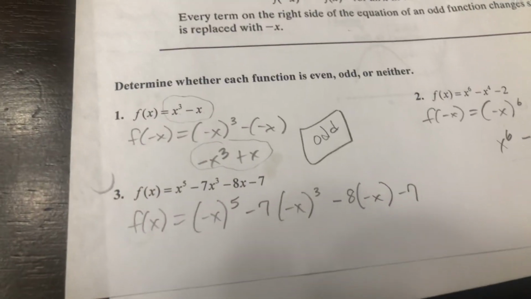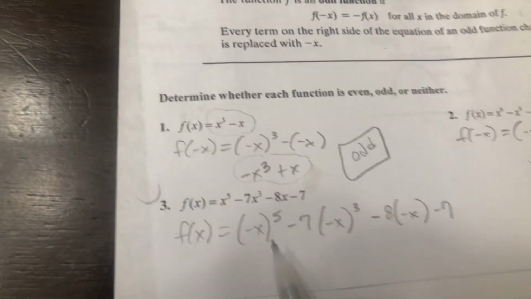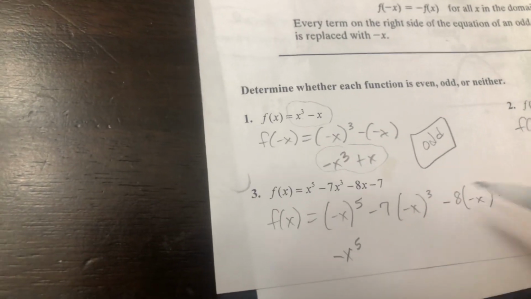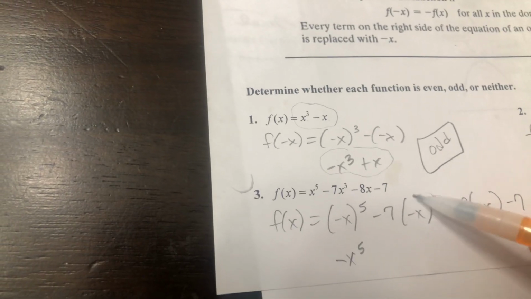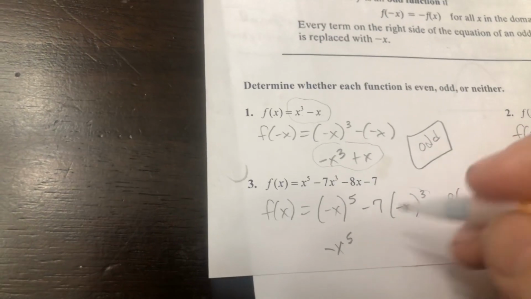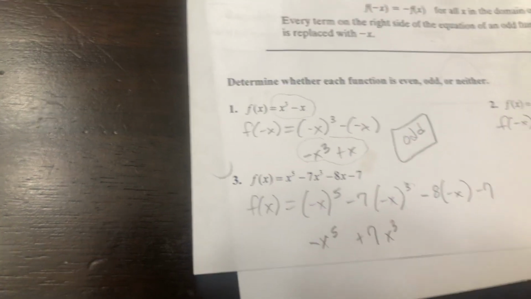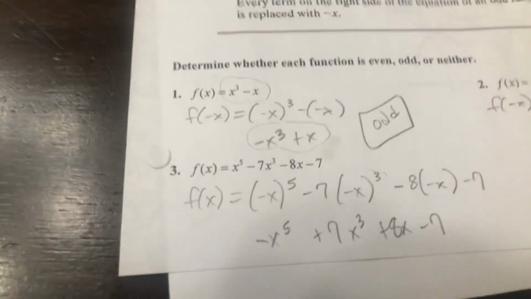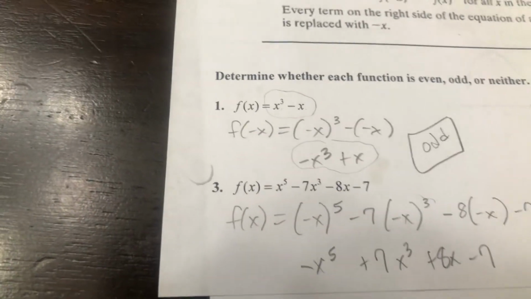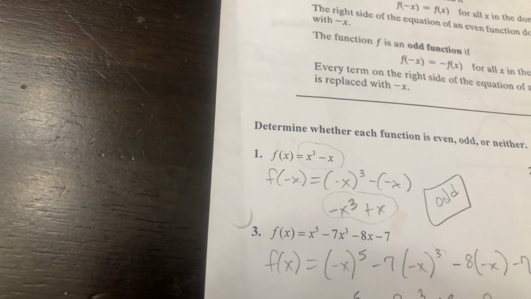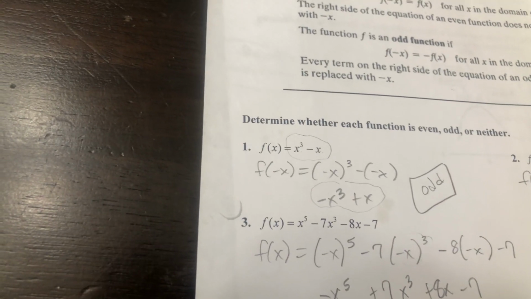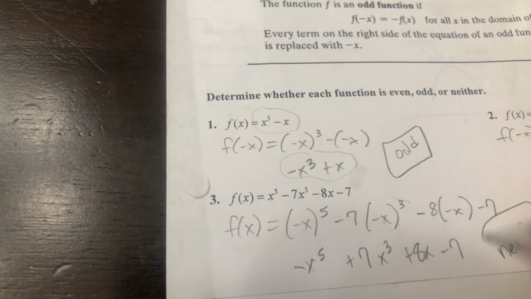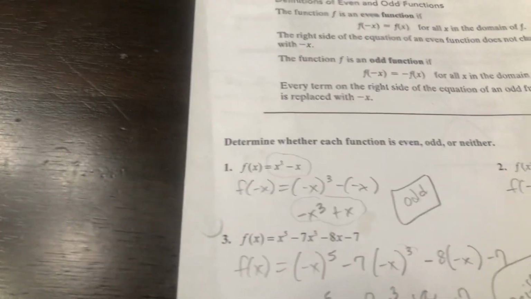All right, let's do one more of these. Every place there was an x, I'm plugging in -x. So -x to the 5th power is -x to the 5th. And then -x cubed is negative times a negative, so that's going to become positive 7x cubed. That's going to become positive 8x, and that's going to become -7. Now, if you're not careful here, you might think this is an odd function, but because that's the opposite sign, that's the opposite sign, that's the opposite sign, that's not the opposite sign, so this guy is neither. All right, video 1 done.